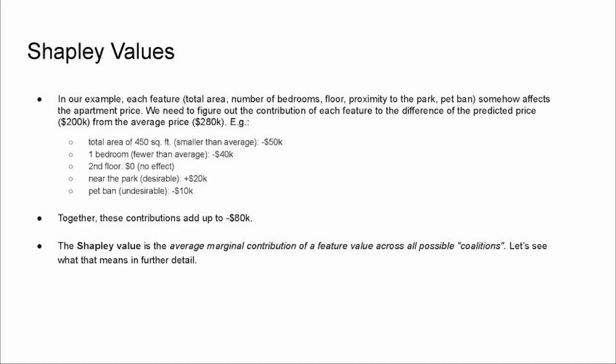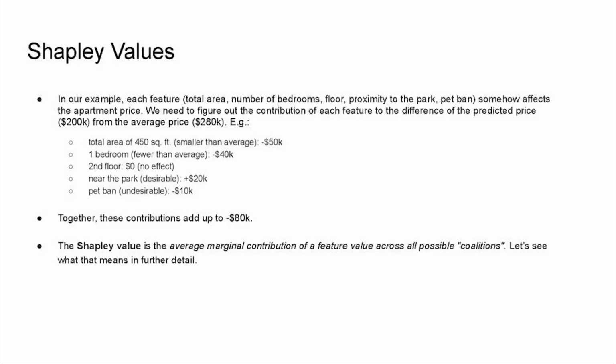average price, $280,000. For example, the total area of 450 square foot is smaller than average, which has a negative impact of $50,000. There's one bedroom, which is fewer than average, which has a negative impact of $40,000. It's on the second floor, which has zero impact. It's near the park, which is desirable, which has a positive impact of $20,000, and pets are banned, which is undesirable and has a negative impact of $10,000. Together, these contributions add up to a negative value of $80,000.